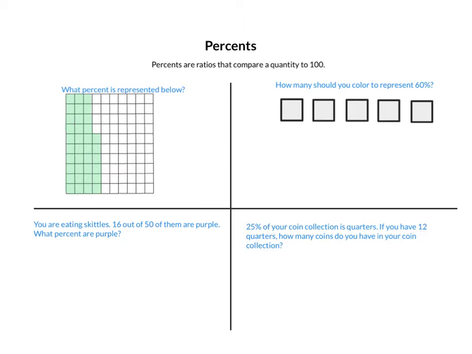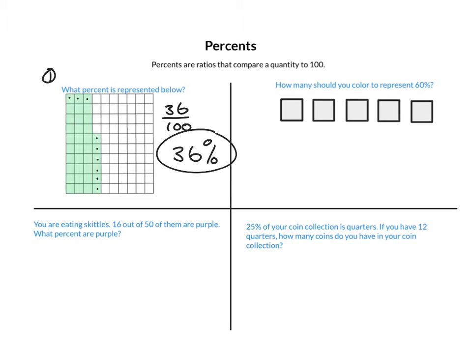So if we look at this first example here, okay, we have a 100 grid. So this is actually going to be very easy to find the percent of because it's already out of 100. So there are 100 total squares here. And if we look, since each row is 10, we can say that this is 10, 20, 30, and then 31, 32, 33, 34, 35, 36. So if this is 36 out of 100, that's equal to 36%, just like that.